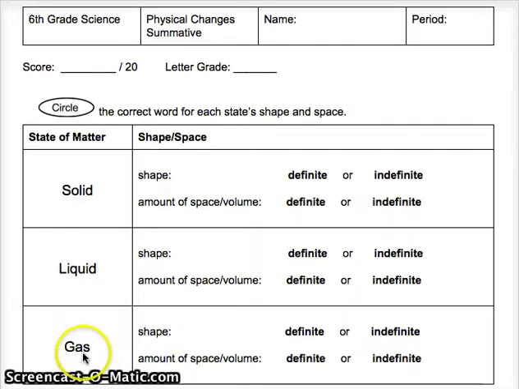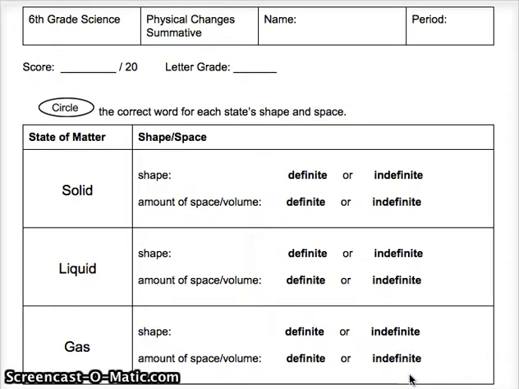Last state of matter is gas. So what is the shape of a gas? Definite or indefinite? Circle one. How much space does a gas take up? Or what is the gas's volume? Definite or indefinite?